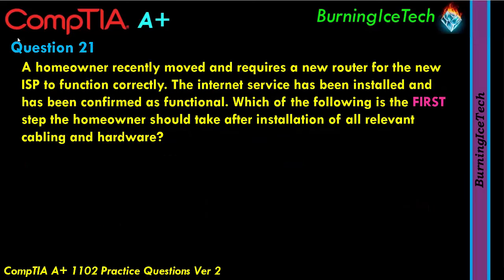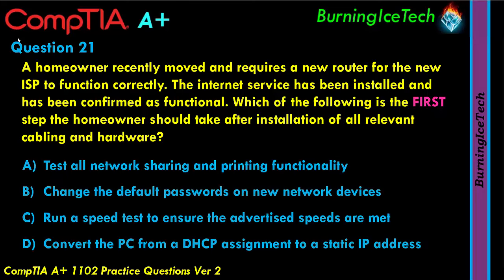Question 21. A homeowner recently moved and requires a new router for the new ISP to function correctly. The internet service has been installed and has been confirmed as functional. Which of the following is the first step the homeowner should take after installation of all relevant cabling and hardware? Is it A, test all network sharing and printing functionality? Well, it's not a bad answer, but I would first want to see the other ones. Is it B, change the default passwords on new network devices? Okay, so guys, that currently is better than A.